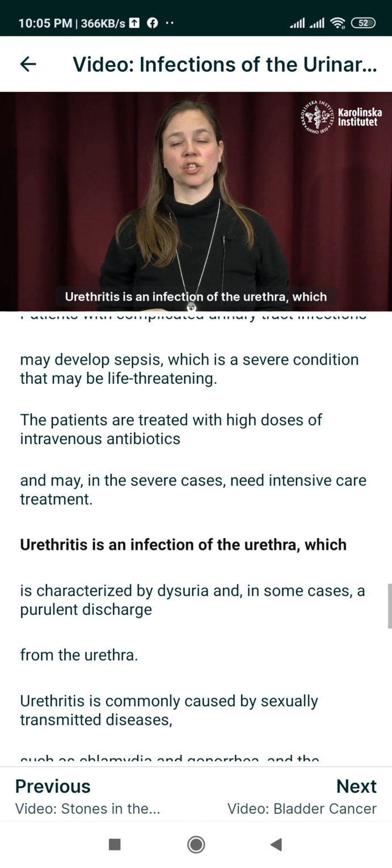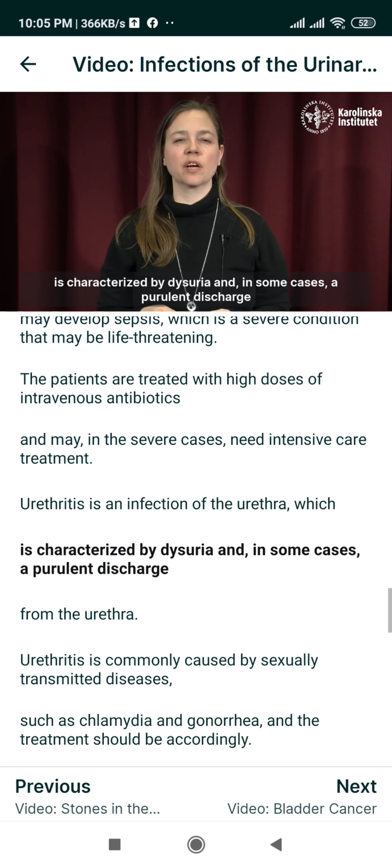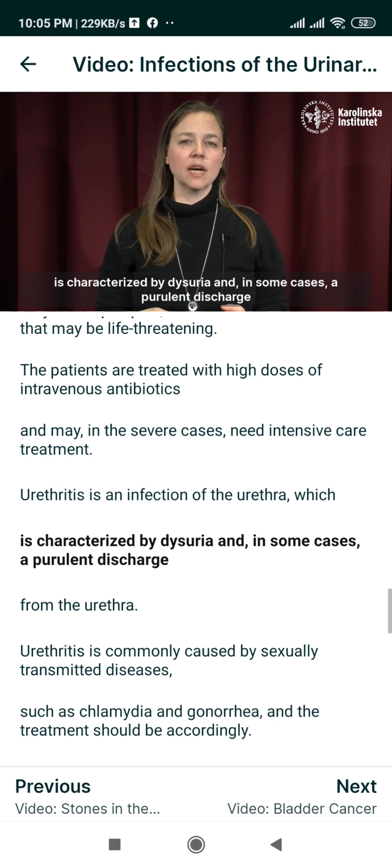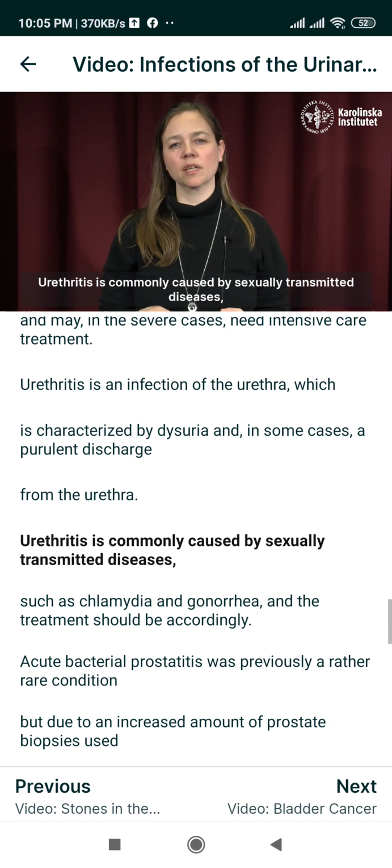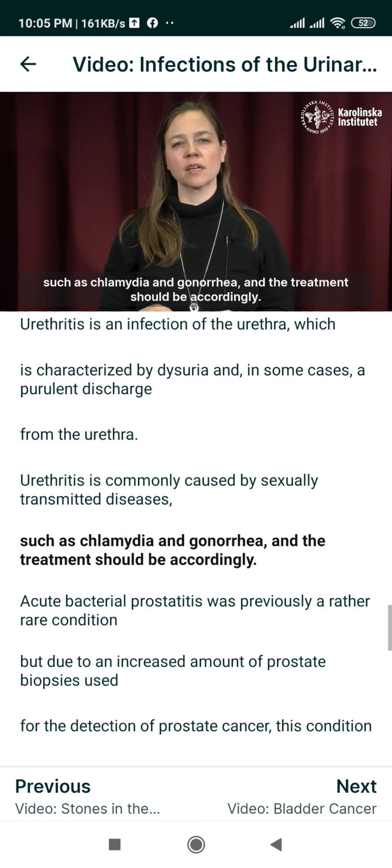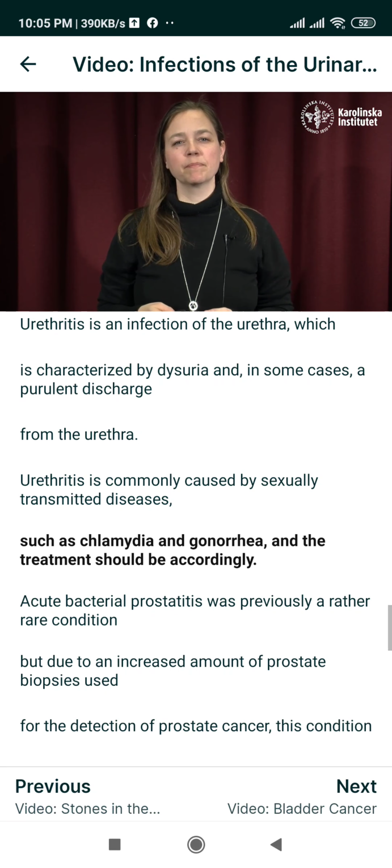Urethritis is an infection of the urethra, which is characterized by dysuria and in some cases a purulent discharge from the urethra. Urethritis is commonly caused by sexually transmitted diseases such as chlamydia and gonorrhea, and the treatment should be accordingly.